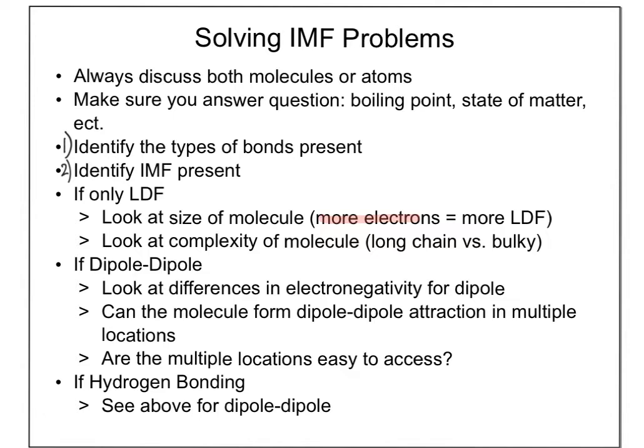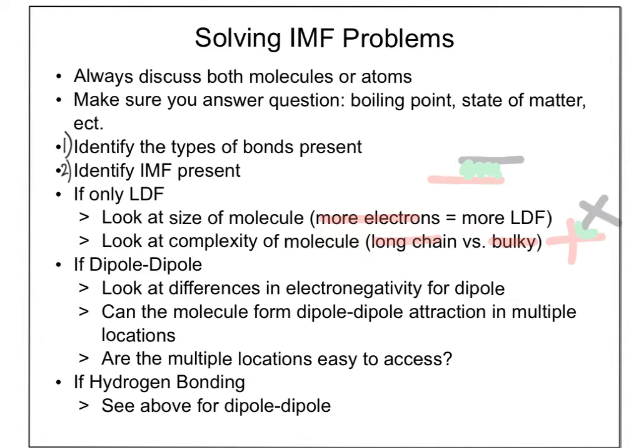Or I look at complexity. Is it a long chain or is it bulky? If something is a long chain, that is going to have a stronger London dispersion force than something that's bulky and hard to interact with, right? If I clone something that maybe has a shape like this, that's harder for another molecule to come in and interact with, versus if I have a long chain molecule, that's easier for another long chain. Look at all of those places they can interact there versus just right here, okay?